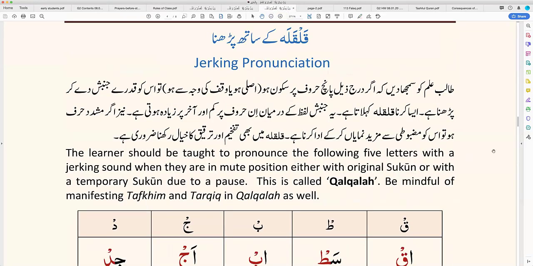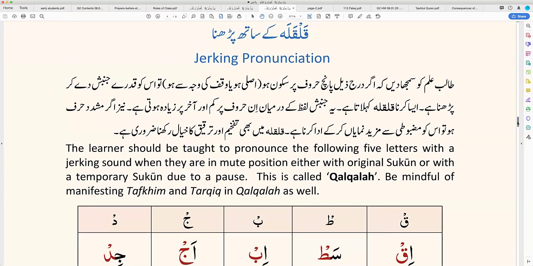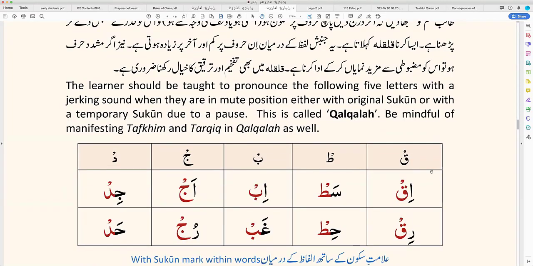Let's move on to the rule that we're going to go through today. This is in lesson number 25 and it's under a section jerking pronunciation. Some of you will know this as Qalqala, okay, but jerking pronunciation is another term. What we're going to teach you today is that when you see sakin letters, you do join, but there are 5 letters that when they are sakin, then there's a certain jerking sound that is applied to them.